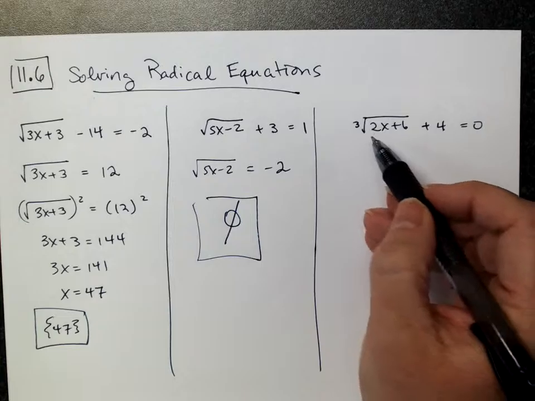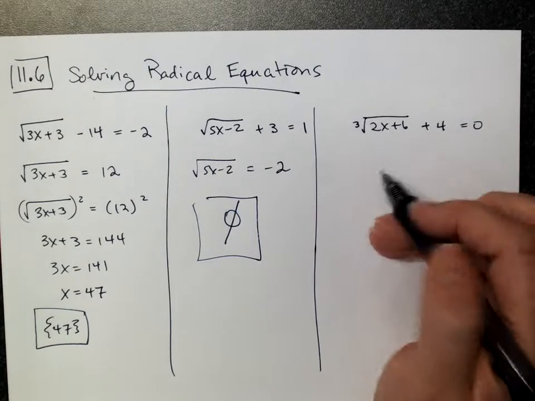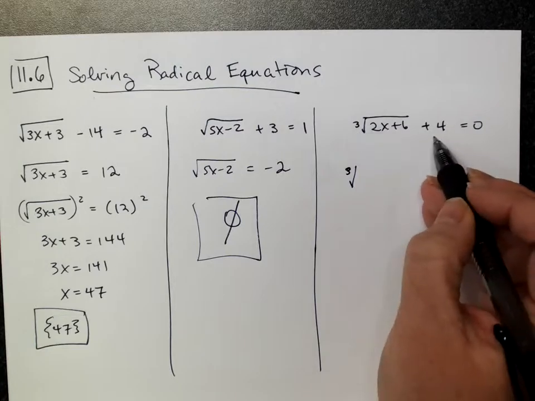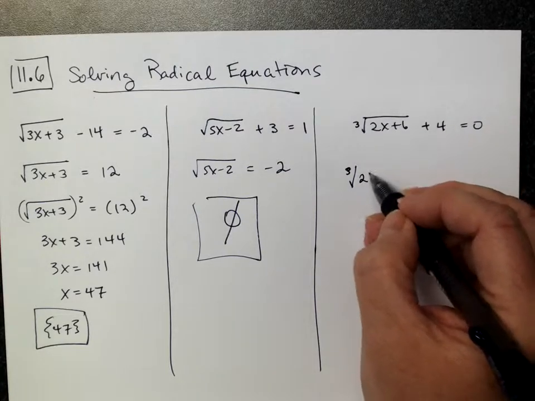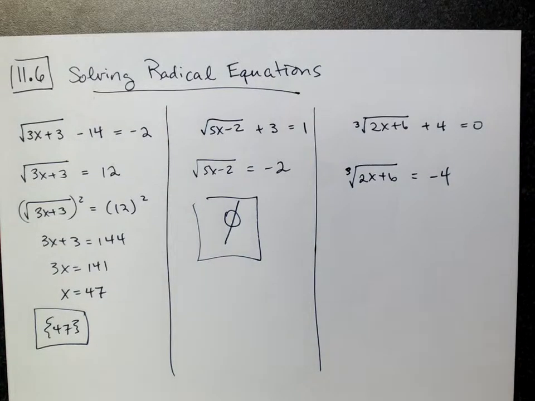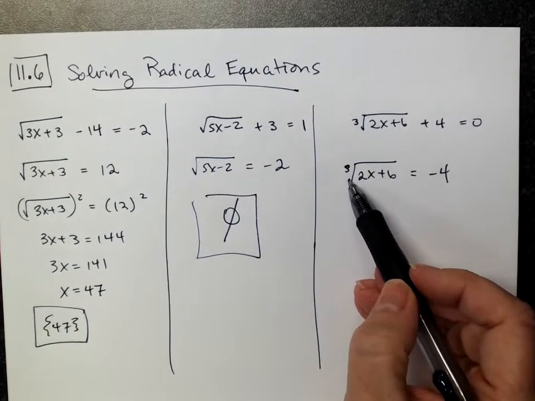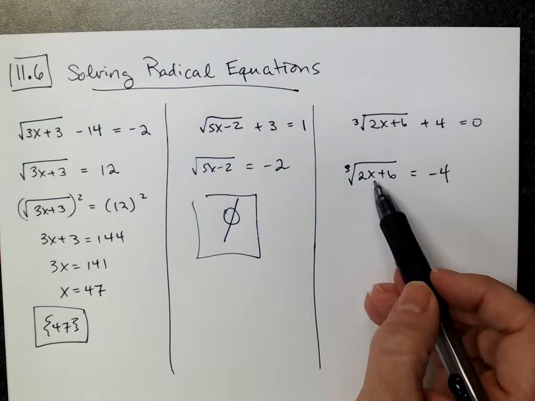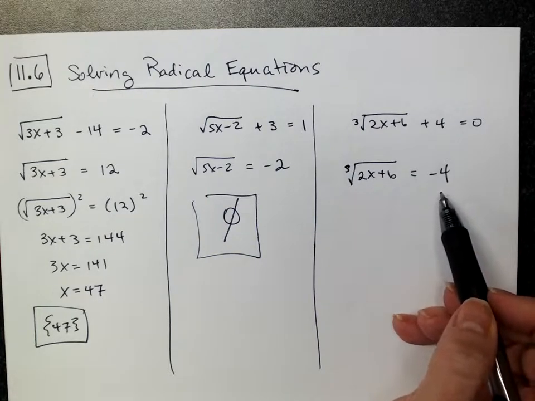Let me be real clear, that's not a coefficient of 3, that's a cube root. Whatever the root is, it still needs to be isolated first. Oh, is that a problem now? No. Why not? Because it's a cube. Cube roots, any odd root, allows negative radicands to happen, and it allows negative solutions.